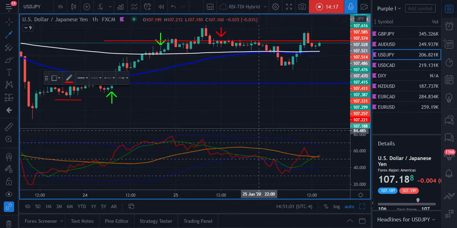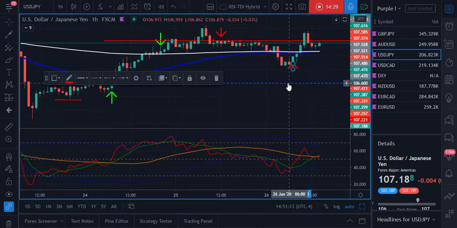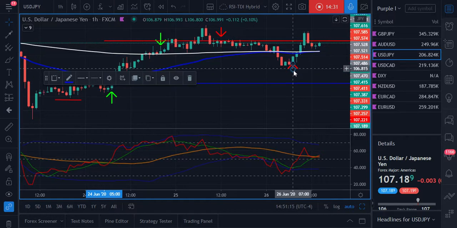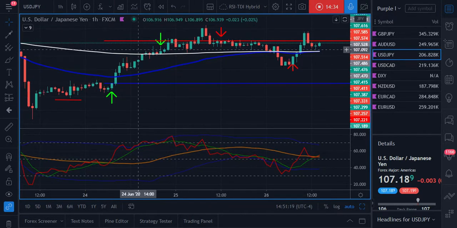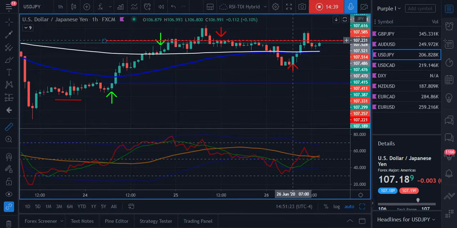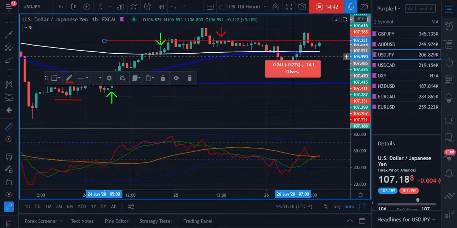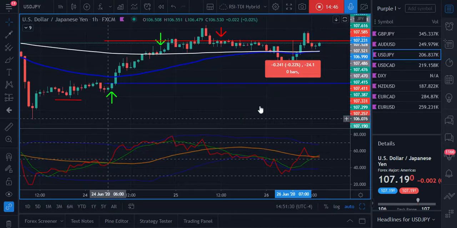But just using this, you follow the rules, and it comes down here, and once it's crossing back in, it's time to get out. So let's say you get out right here. Let me show you what that looks like. So you got in here on the red line, and you got out right here at the top of this blue line, 24 pips. Not bad. I'll take it. So that is the strategy.